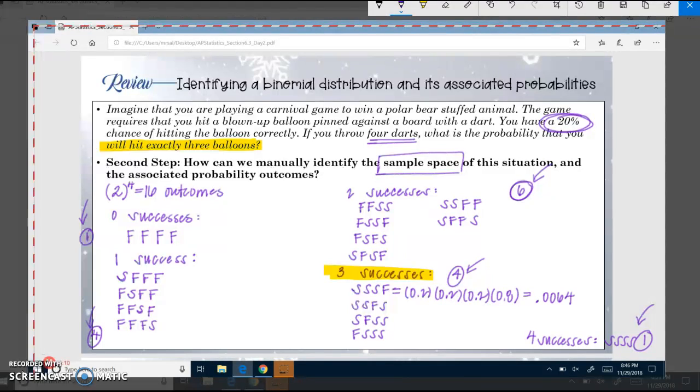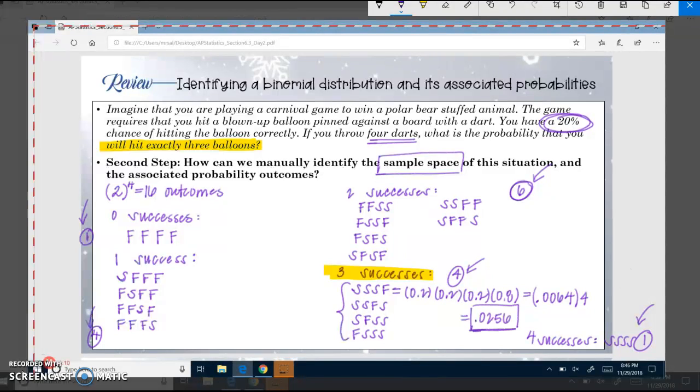0.0064. Now, because I have 4 different possible options of that happening, I can add that together 4 different times, or I can just multiply it by 4. So if I multiply that by 4, I've got 0.0256 as my answer.